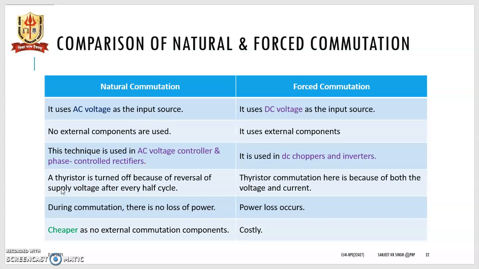And in natural commutation, a thyristor is turned off because of reversal of the supply voltage after every half cycle, and in forced commutation the anode current is brought below the holding current, or a high reverse voltage is applied across the conducting thyristor.